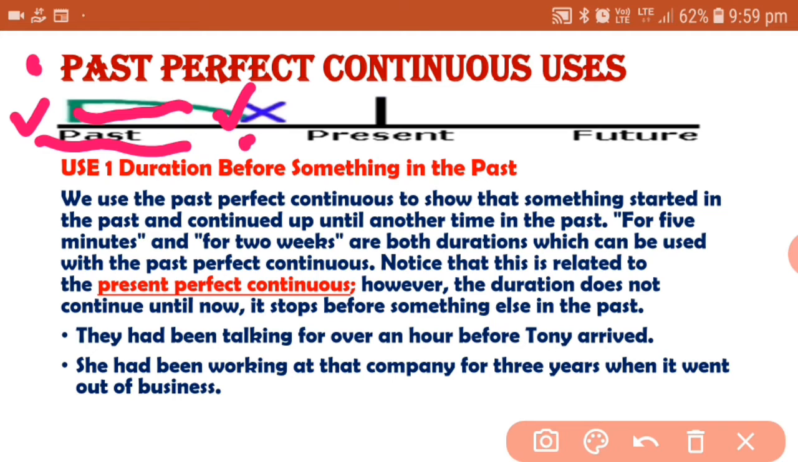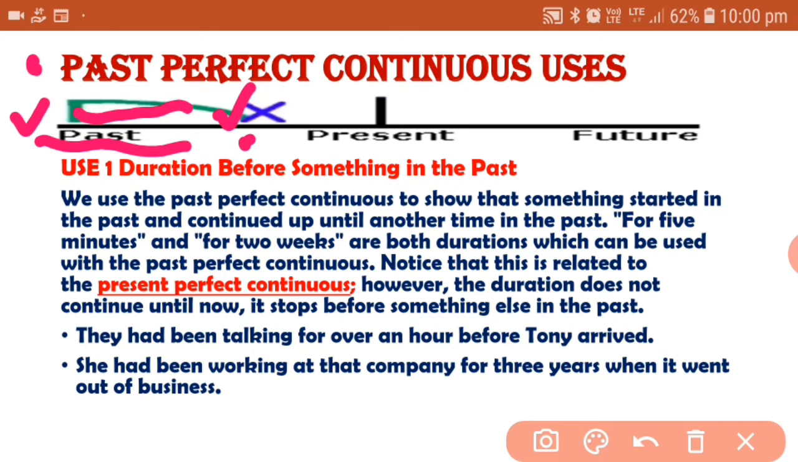However, the duration does not continue until now. Yes, it stops before something else in the past. Yes, one more difference is here. In present perfect continuous tense, we know very well that the action was started in the past but continues up to now. But in past perfect continuous tense, the action was also started in the past but completed also in the past, not in the present. This is the difference between these two tenses.